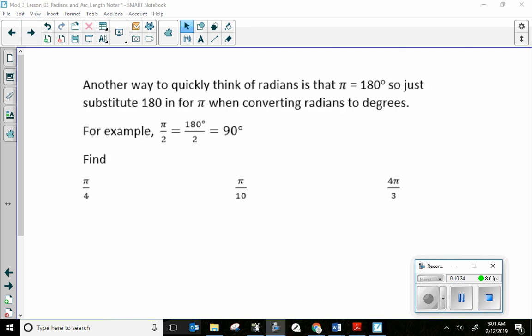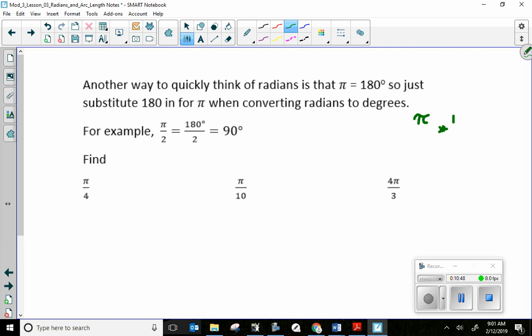Now, there is a shortcut way when you're going from radians to degrees. First of all, if I have pi and I want to convert that to degrees, I still multiply that by 180 over pi. My pi's cancel, and I end up with 180. So keep in mind that pi radians is 180 degrees. We just proved it.